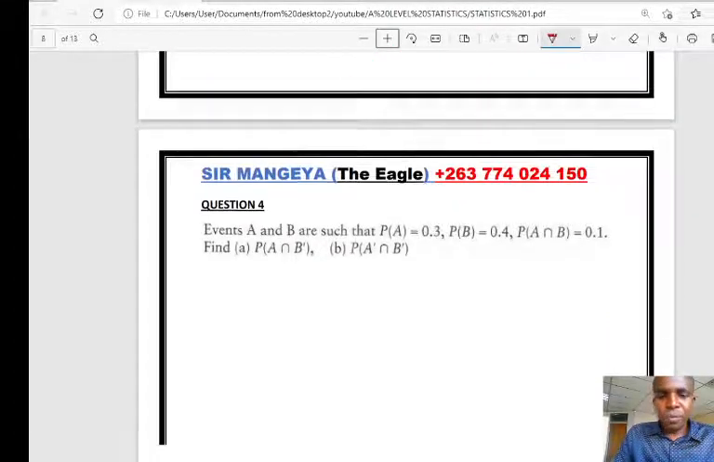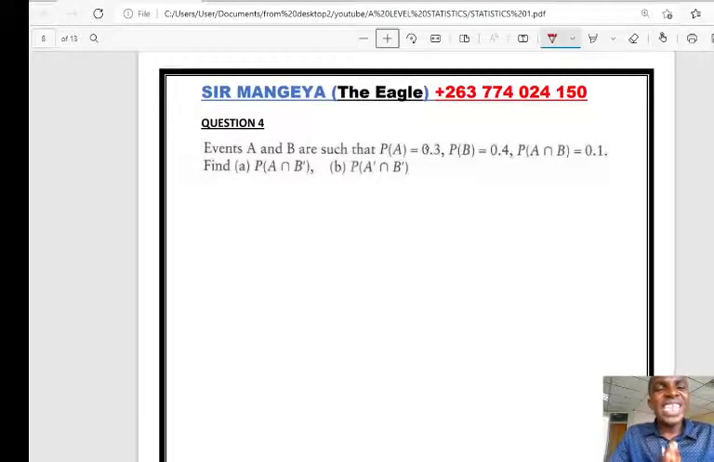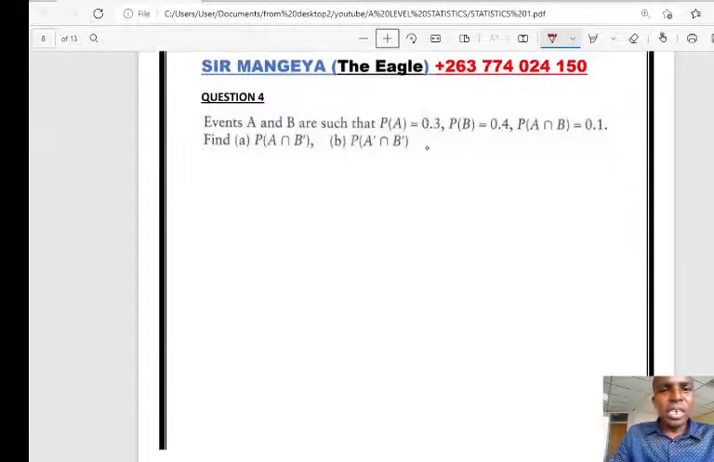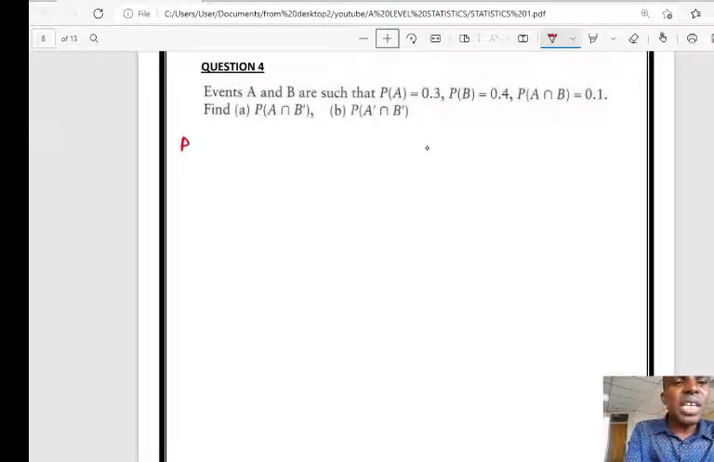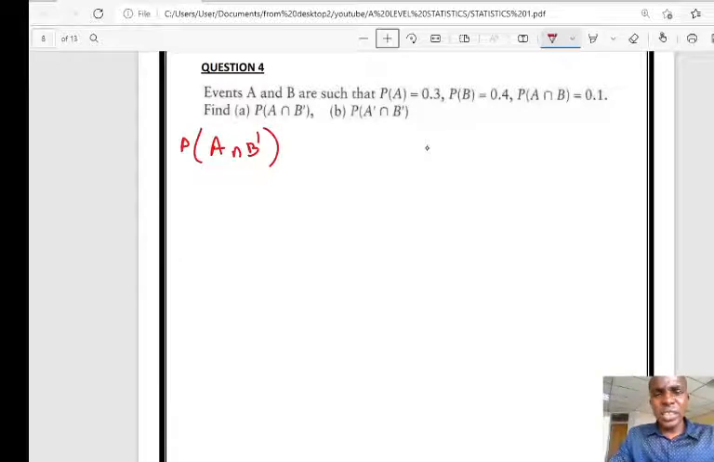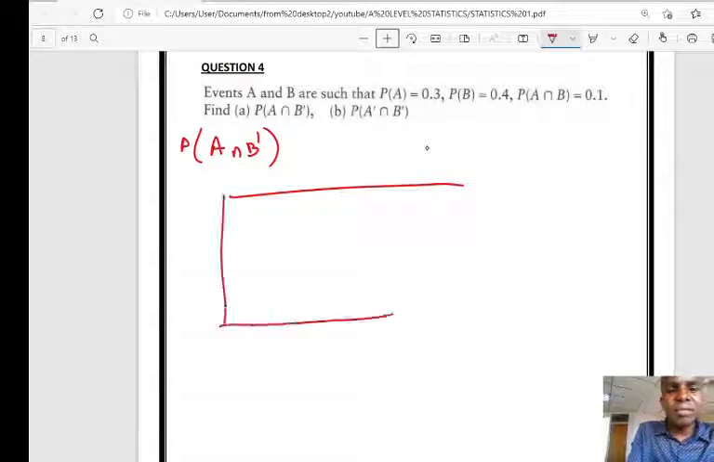Next question. Question number 4. Events A and B are such that probability of A is 0.3, B is 0.4, probability of A intersection B is 0.1. Find part A, probability of A intersection B complement. Right, this one, A intersection B complement, you need a set. Without a set, it's very difficult to work out questions like this. You have to write, let me draw my set here.